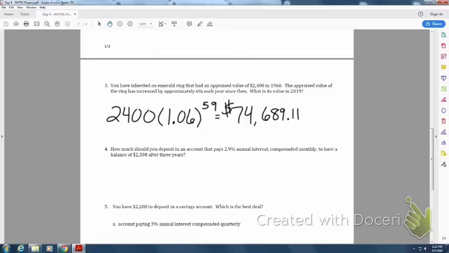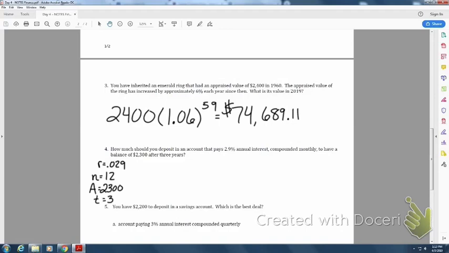Four is a little bit different than the ones we saw above. It says, how much should you deposit in an account that pays 2.9%? So there's my rate. That's the first thing that it gives me. It says that it is compounded monthly, so what is my end value? 12. To have a balance of 2,300, so there is my A value, or my final. And then my time is 3 years.